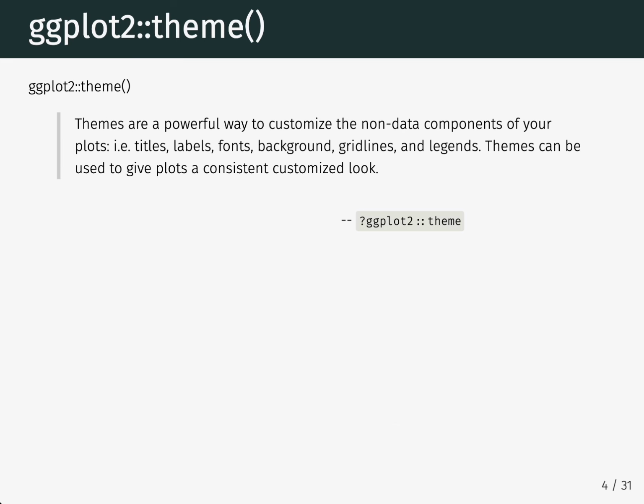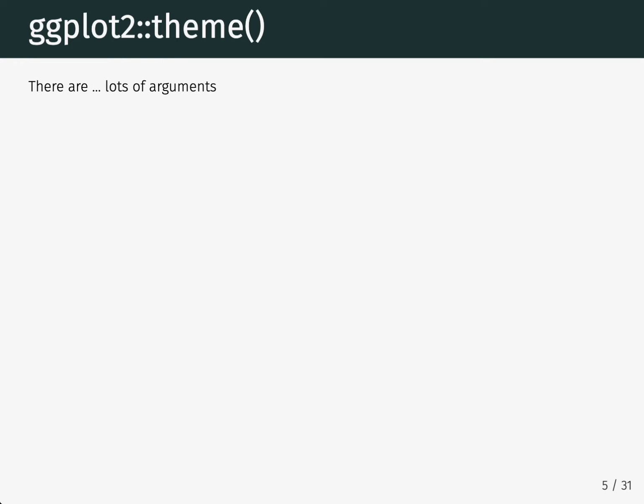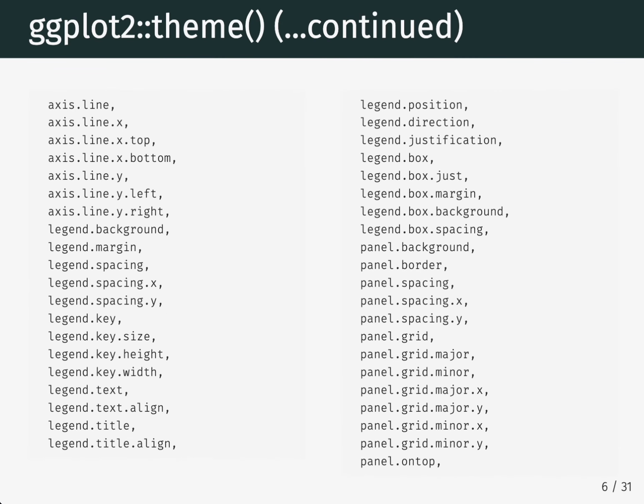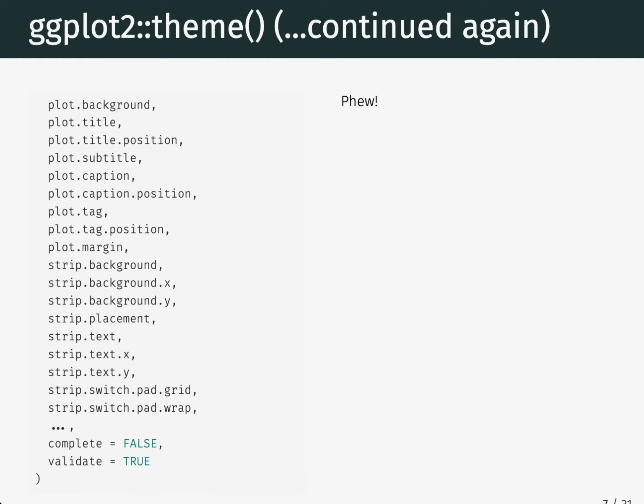Themes in ggplot are a powerful way to change the non-data components of a plot. Text, fonts, backgrounds, grid lines, legends, things like that. Things that don't go into the aesthetics term. And there are lots of arguments. It's very flexible. The theme command itself, the formal arguments, are these, plus these, plus these. There's lots of flexibility because it's so powerful and you can change any of these components.